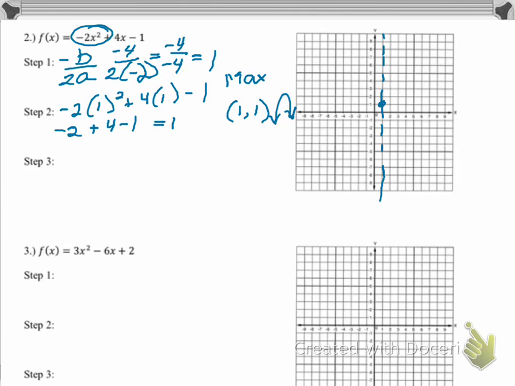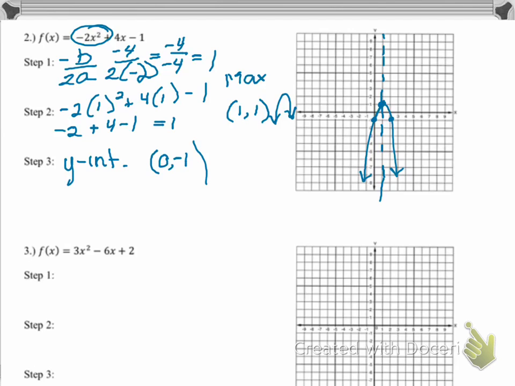There's my vertex. Step 3 is the y-intercept. We know that's the c value, and that c value is negative 1. So that's the point 0, negative 1. And so I'll put my point right here. And remember, this is symmetrical, so I can go ahead and reflect that on the other side. And then I can connect my points with the curve and estimate what it's going to look like. And so for number 3, same idea. So why don't you guys try this one on your own?